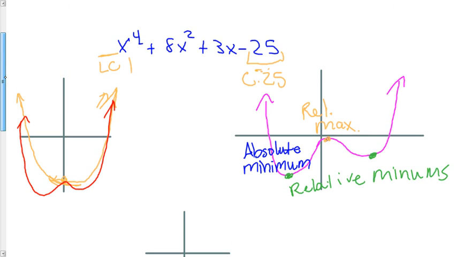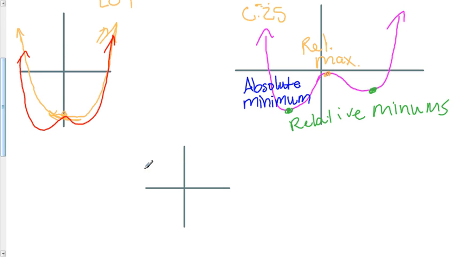Another example of a 4th degree polynomial function would be maybe something that does here and that, where there is no wave here in the second one. So this point right here would be an absolute minimum, and somewhere in here would be your relative maximum.